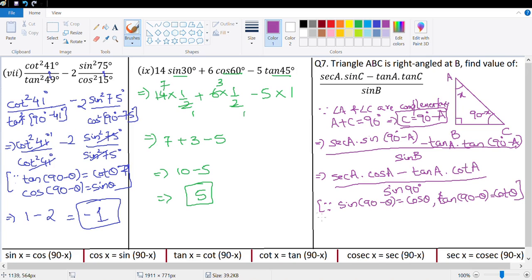Now we know sec is equal to 1 upon cos. So this is cos A upon cos A minus, we know cot A is equal to 1 upon tan A. So this is upon tan A, everything divided by sine 90, which we know is 1. So in this case, this is 1 minus 1 upon 1, which is equal to 0. Done. Let's look at the last question of this chapter.